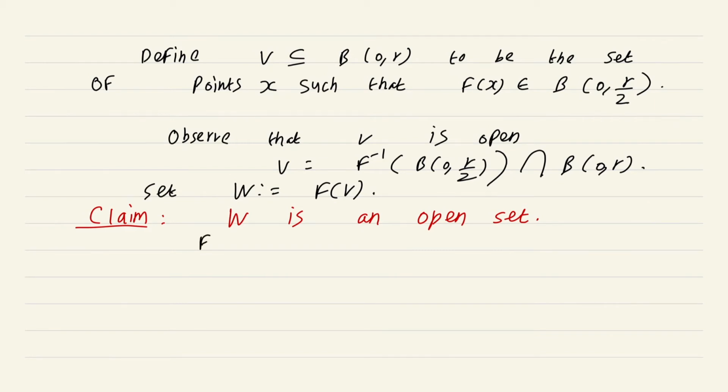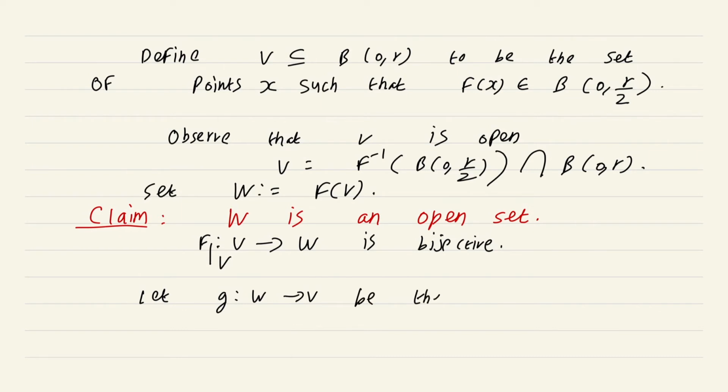We know that F from V to W is bijective. To be 100% precise, I must write F restricted to V from V to W is bijective. This is just the way we manufactured V and W. It's certainly onto because W is F of V. It's certainly injective simply because of the uniqueness part of the previous claim. Now, to show that this is an open set, we are going to consider the inverse already. Let G from W to V be the inverse map.